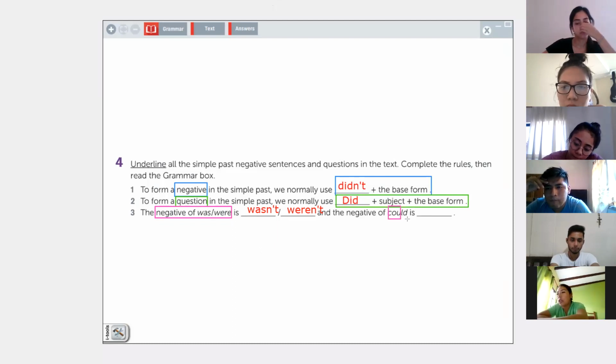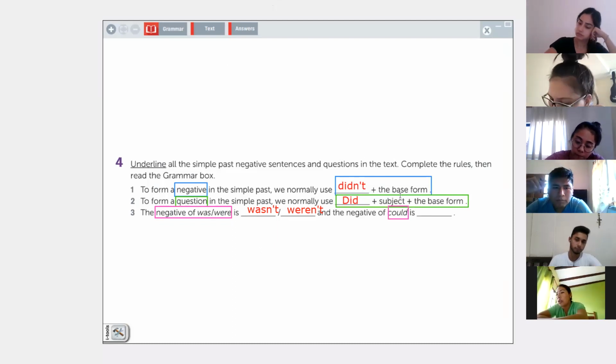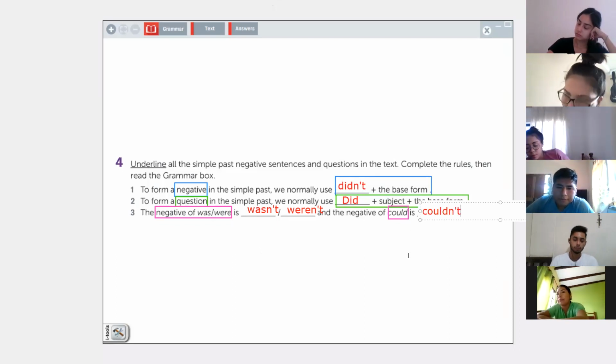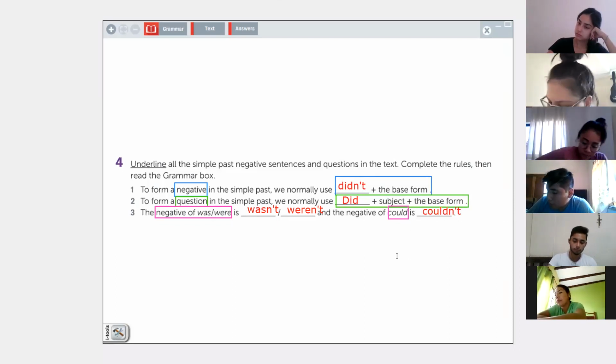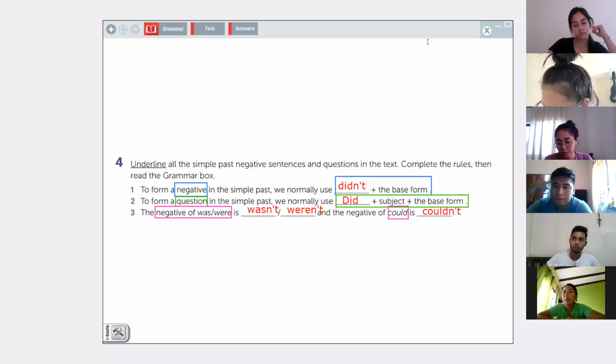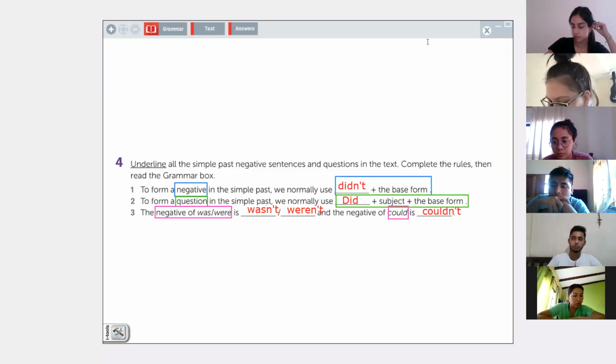Very good. Couldn't, right? Couldn't. Good. So these are some of the rules that we are going to be following for this lesson. Okay. Any questions? Any doubts?